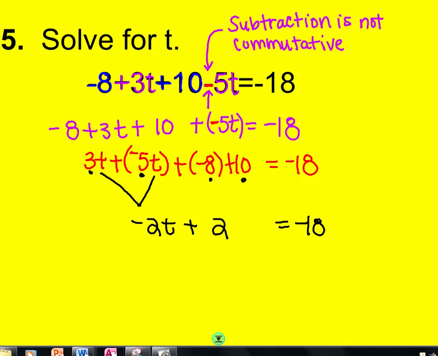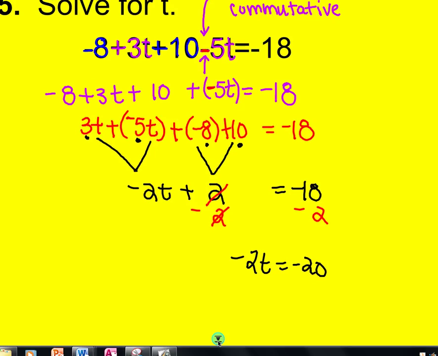I have collected my like terms now, so I can solve my equation using my inverse operations. So let's start by subtracting 2 on both sides of the equal sign. So I have negative 2t is equal to negative 20. And another way of wording that is negative 2 times t is equal to negative 20. So the inverse operation of multiplication is division. So I will divide both sides by negative 2. So my final answer is t equals positive 10.